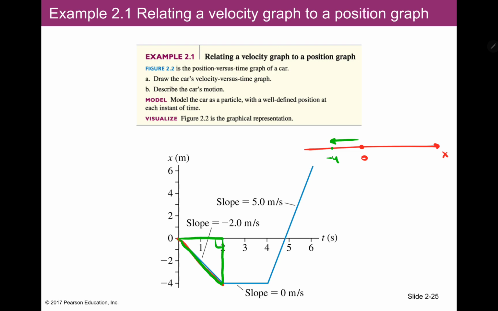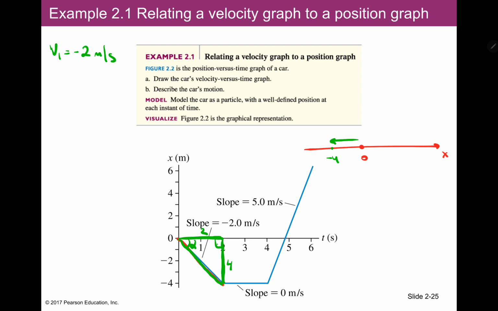Let's find the slope. In terms of math, tangent alpha or slope equals the opposite side, which is 4, divided by the base, which is 2. So slope equals 2. And we know that it was moving backwards, so velocity will be -2. Negative velocity means it was moving to the left, opposite to the coordinate direction. So V1 equals -2 meters per second. This is the velocity during the first 2 seconds.